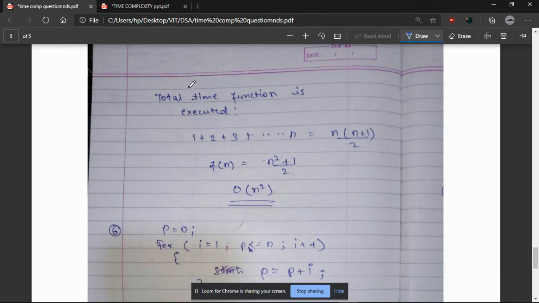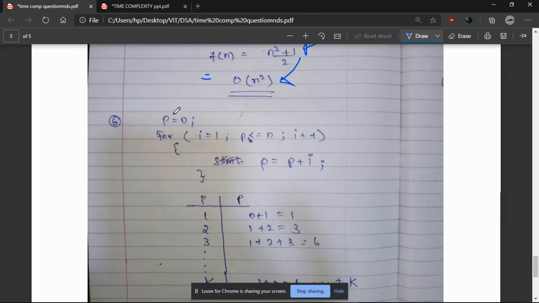Now the total time of the function executed is adding those. So 1 plus 2, 3 up to n. So this is just the sum of n natural numbers, which can be rewritten as n times n plus 1 by 2, which comes to n squared plus n by 2, which we can write as big O of n squared.